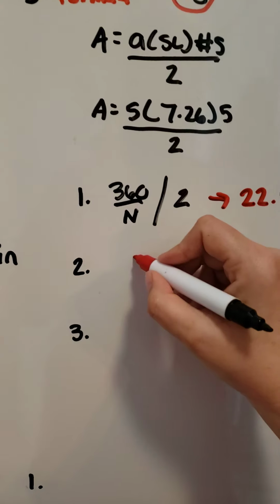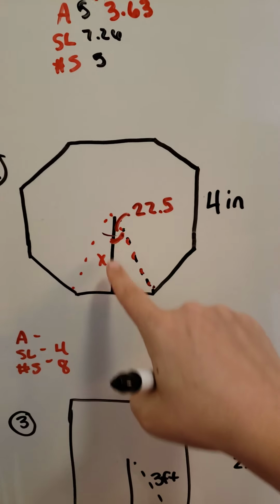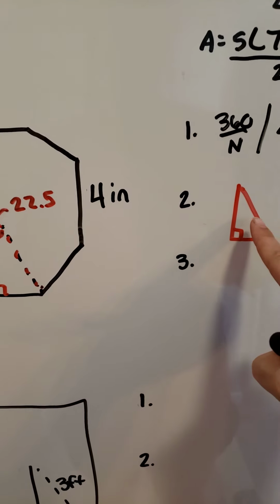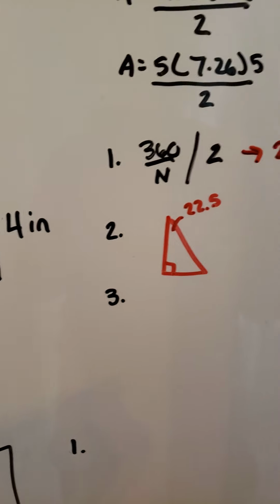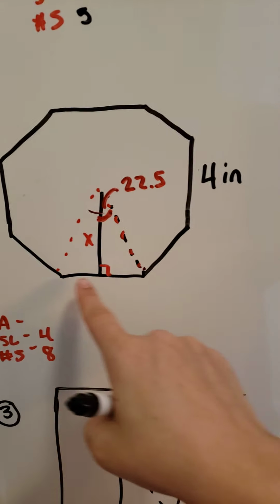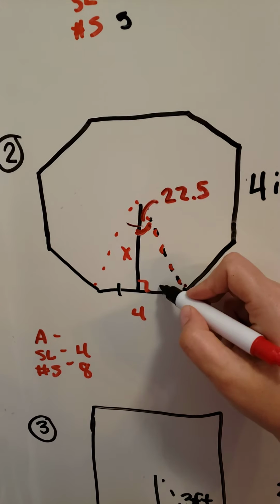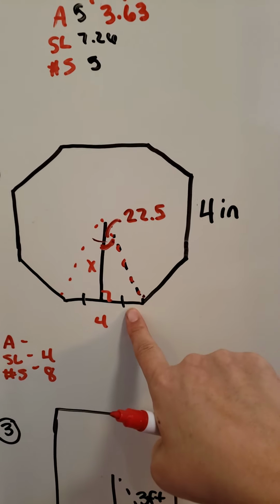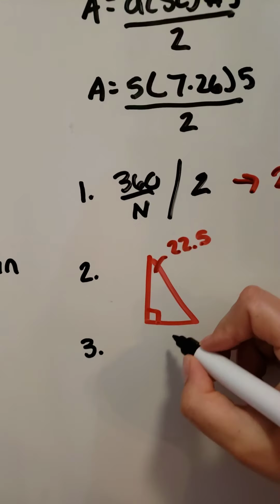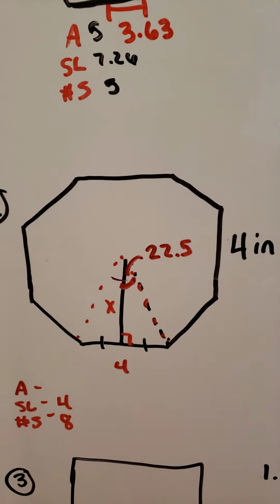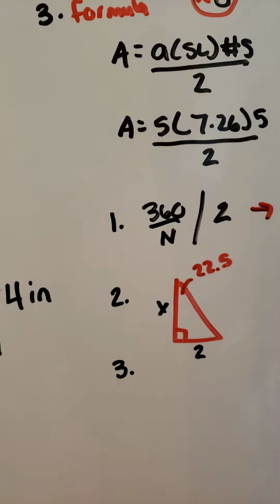Well, if I draw a right triangle over here, because I'm taking this right triangle and I'm moving it over, I know that this here is 22.5. And I know my side length is 4. This total is 4. So if it's 4, and I know this side is congruent to this side, what's this value right here? 2, because 2 and 2 equals 4. So I'm going to put 2 here. What do I need to know? I need to know the value of this side. So I'm going to put my x right here.